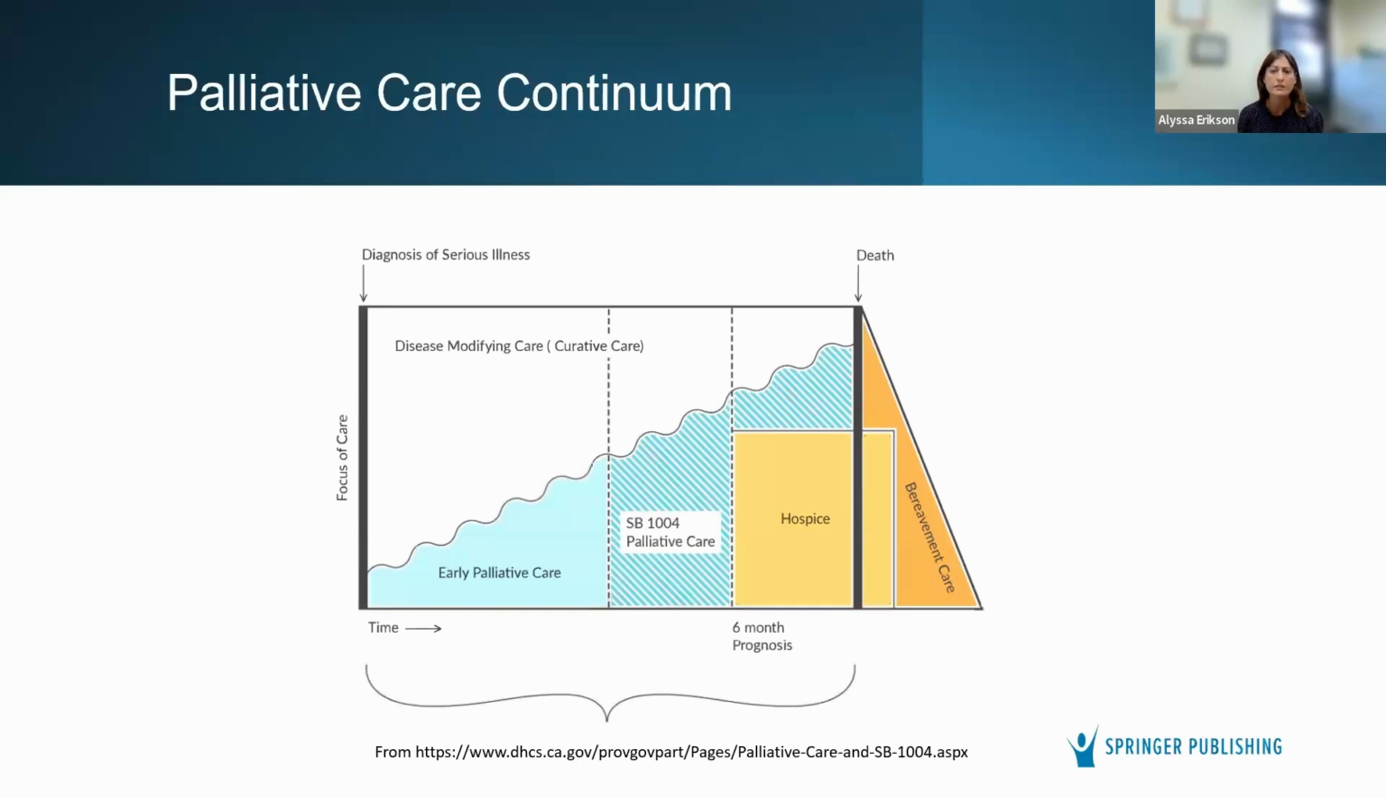I just want to note that this figure is from the California Senate bill, which was outlining reimbursable care for people with serious illness. So taking it outside of hospice, right at the end, but really for palliative care, what type of services could be reimbursed.